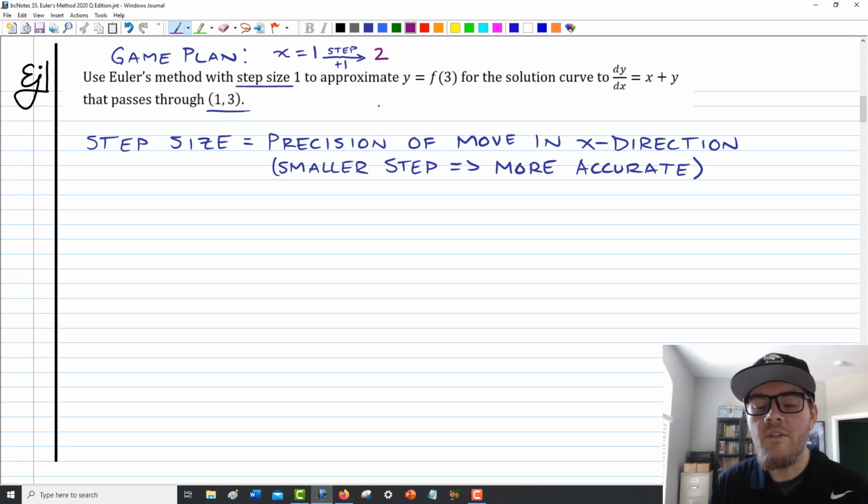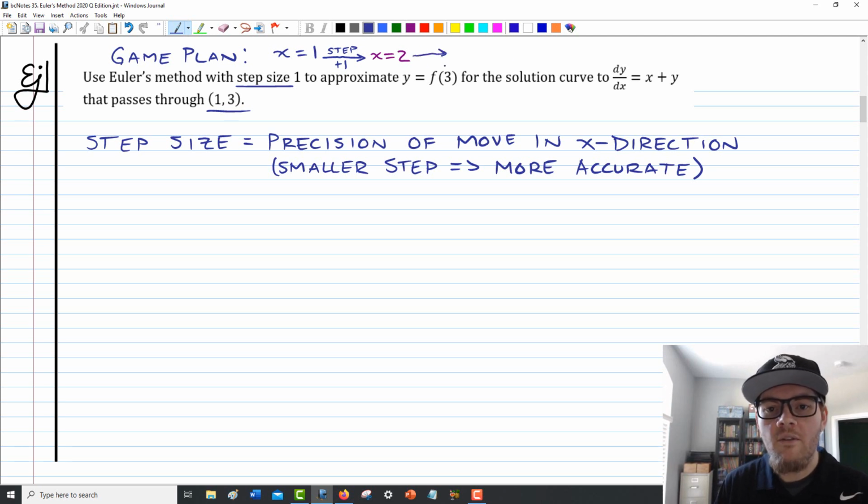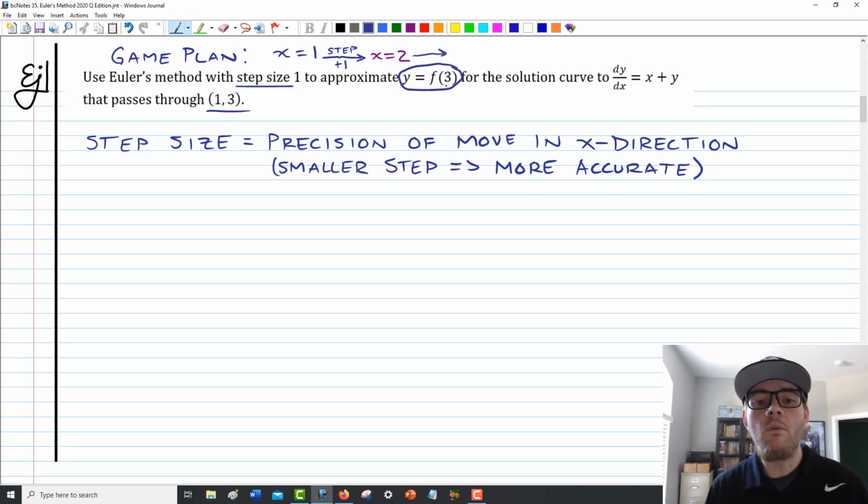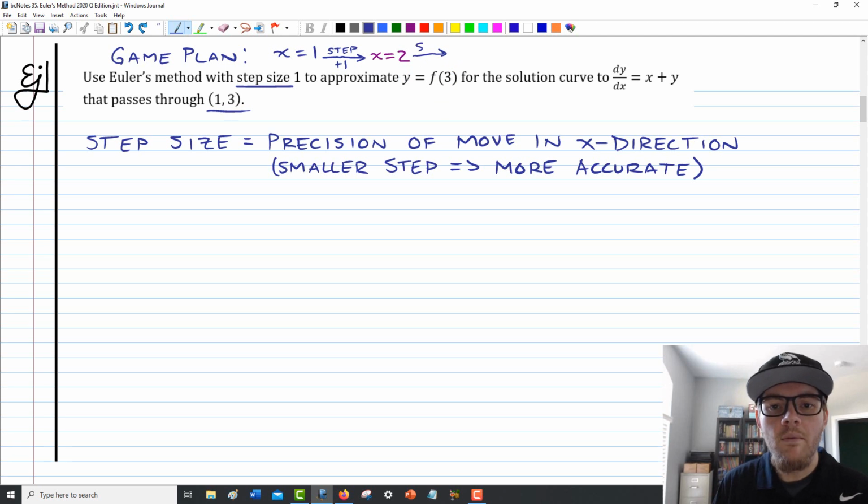Our second value is obviously going to be 2 because 1 plus 1 is 2. So we're going to do our second approximation at x equals 2. Once we've done that approximation, we want to find an approximation for f of 3. So we're going to take another step one more time. We'll again add 1 to our value, and that's going to leave us at x equals 3.